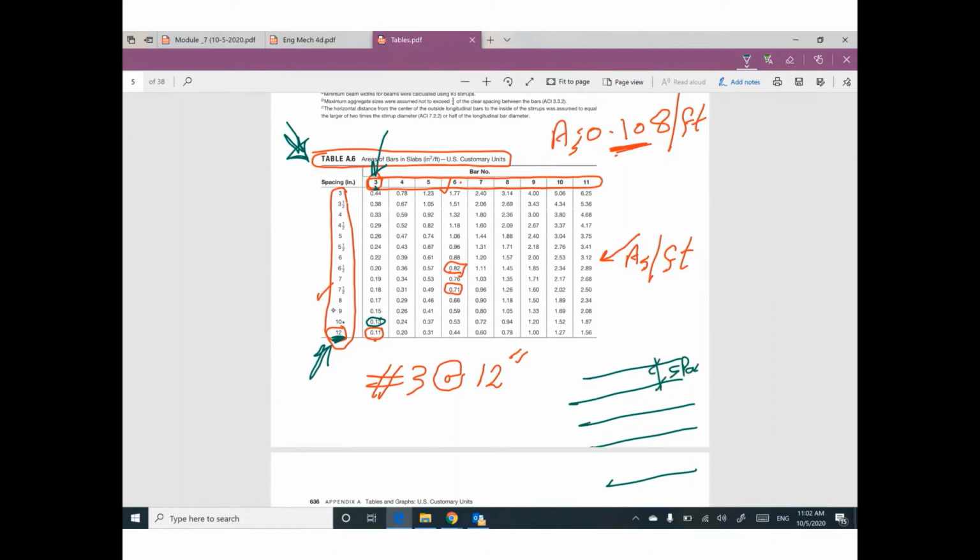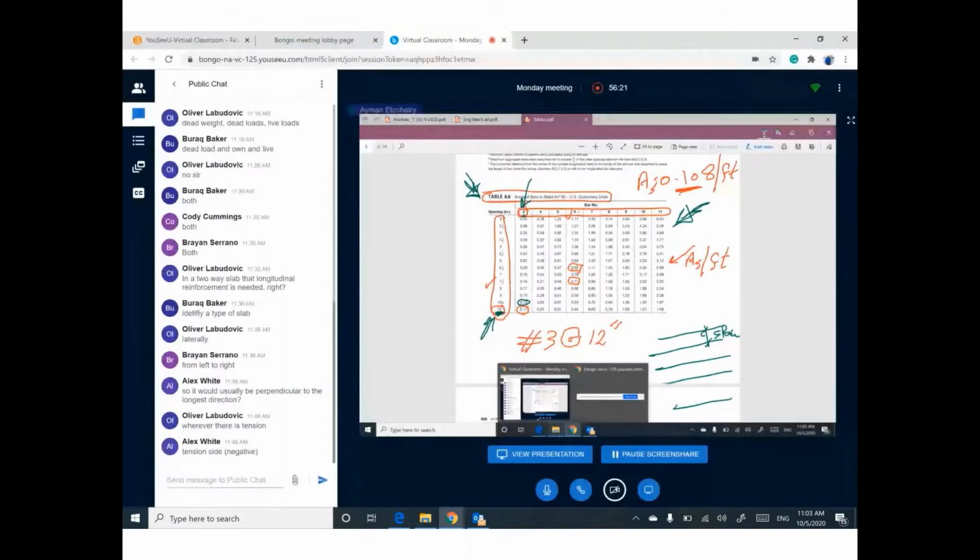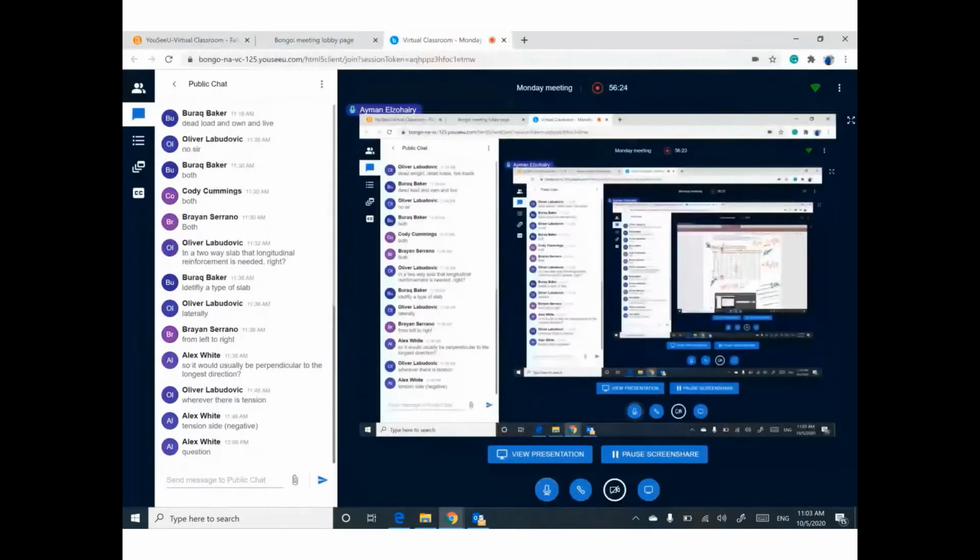Also, if you are designing footing, actually, if you are designing any structure and your reinforcement is putting with spacing. For beam, no, we don't care about spacing. We need number, how many bars. But if you are talking about spacing, what is the spacing between bars, like footing, slab, raft, all of this stuff, we will use this table all the time. Any question, guys? Yeah, go ahead, Alex.